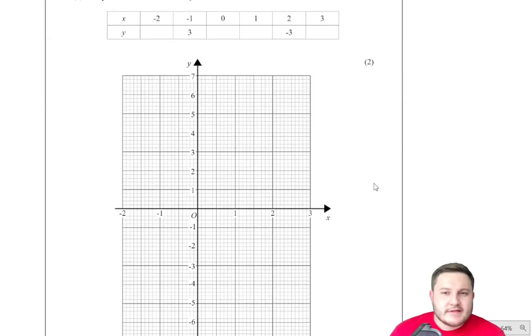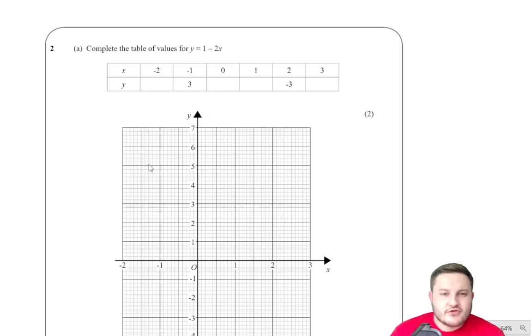Okay, a bit of a tricky one this time, but why not give yourself some time to have a go at this one? You can either have a go in your head or you can write something down. That's totally fine, but whatever you want to do, have a go at this question. So pause the video now to give this question a good go.